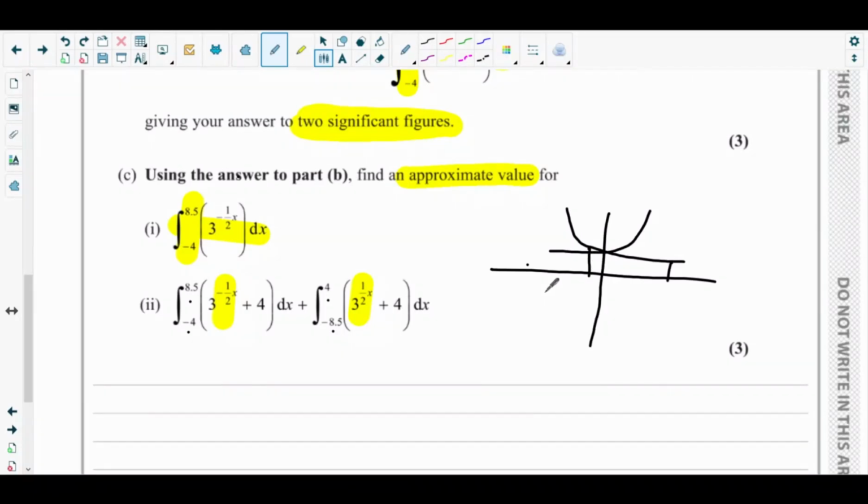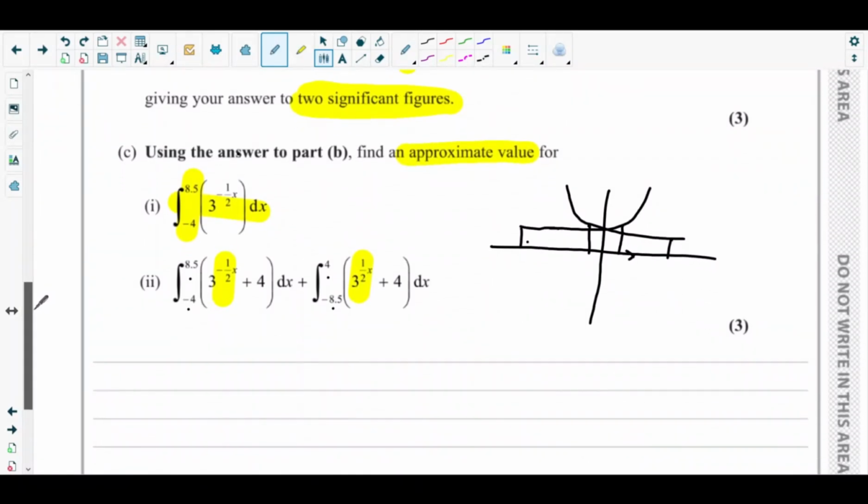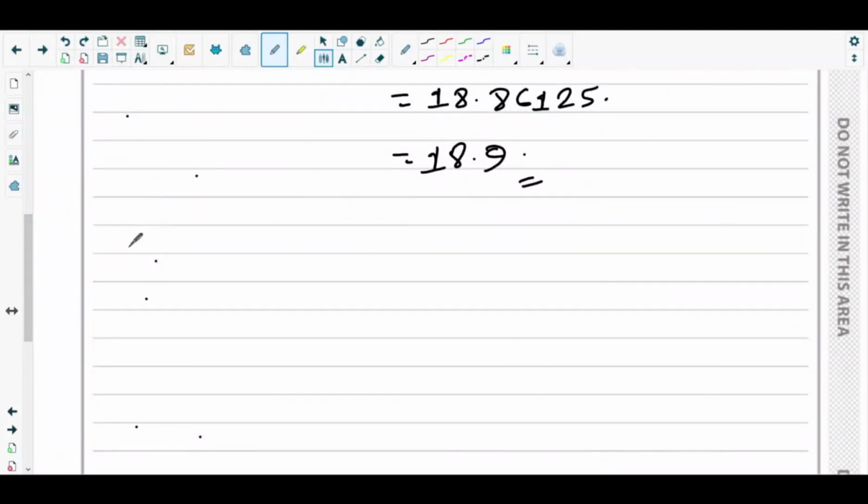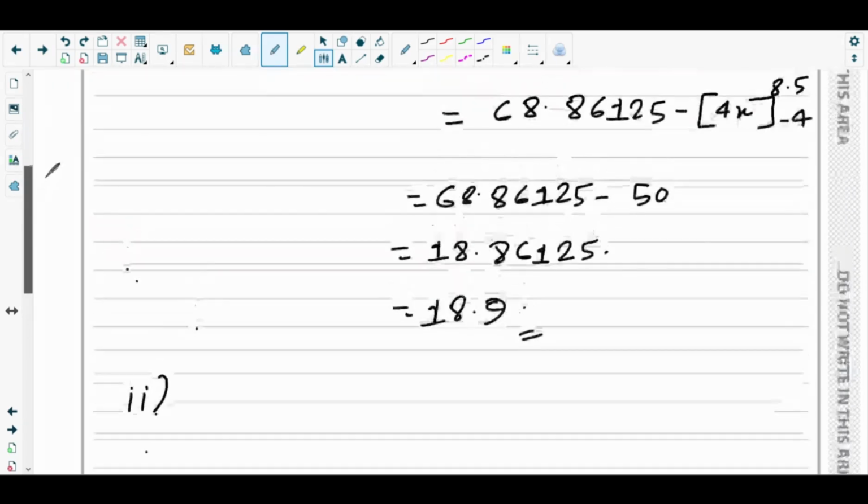But now it's from 8.5 to positive 4. So basically the area remains the same, since the curve has just been reflected. That means the value for this integration is twice the answer of part B. The answer of part B was 68.86125, which we got earlier.